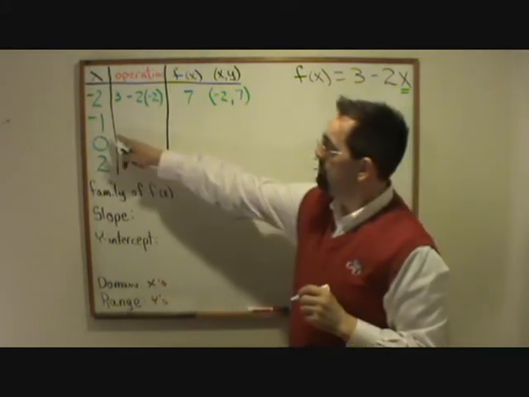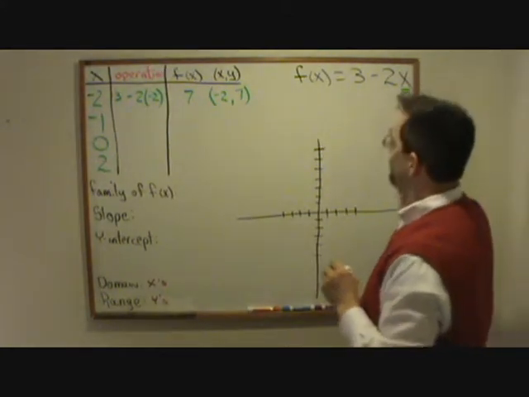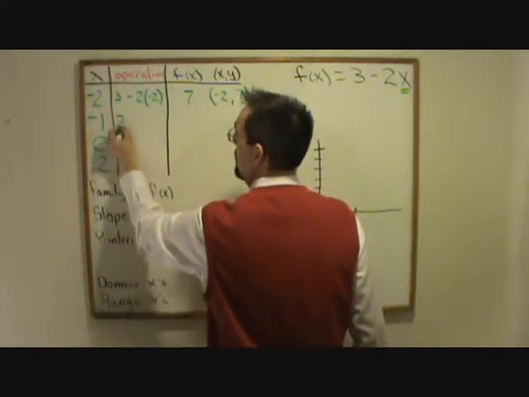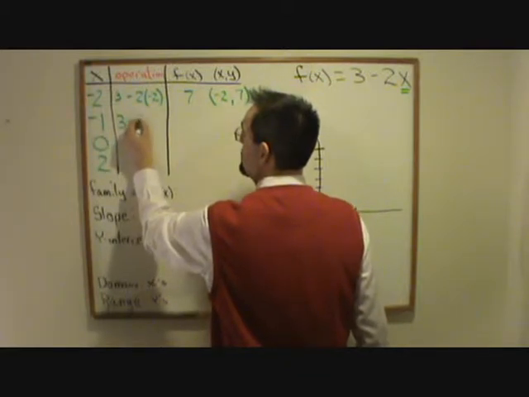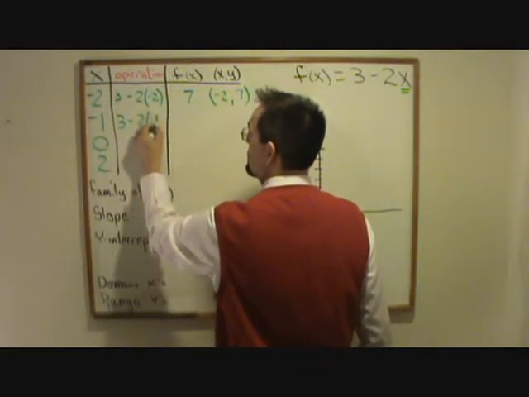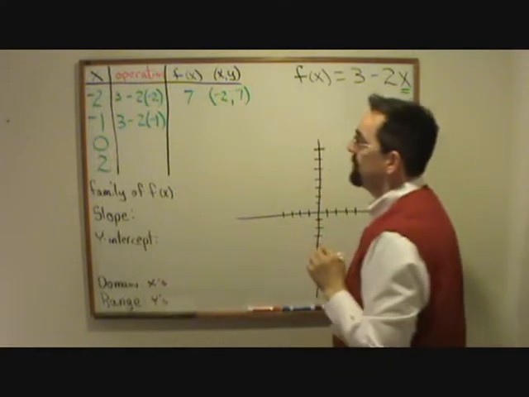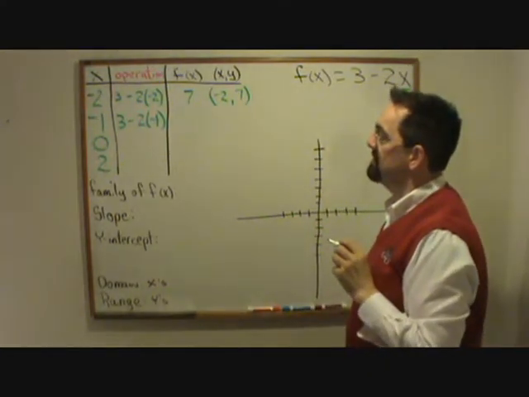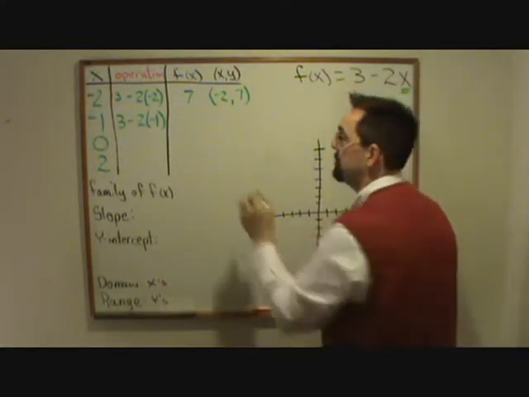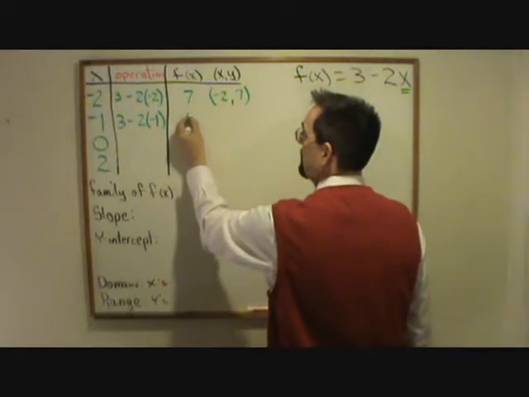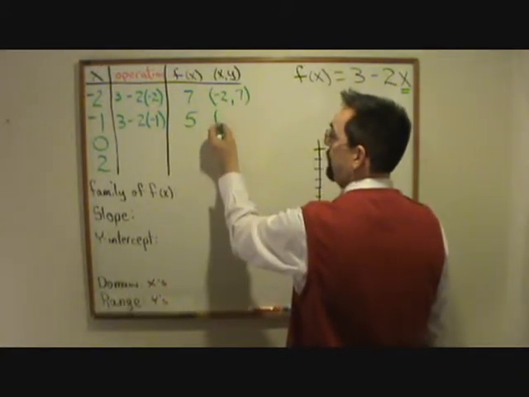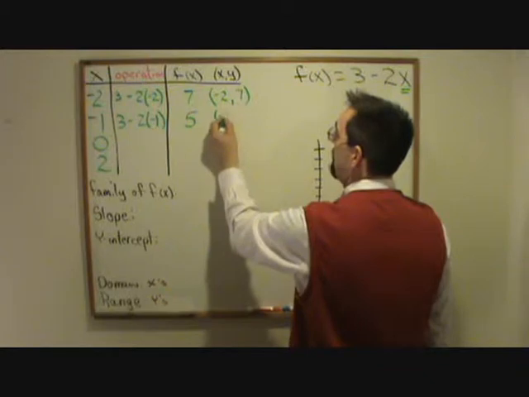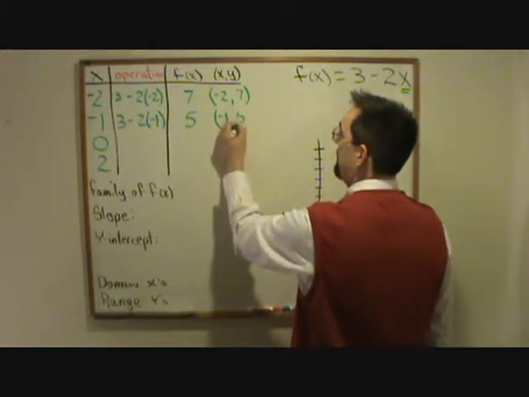The second arbitrary point, minus 1. Let's plug in a minus 1, 3 minus 2 times a minus 1. So that's 3 plus 2 gives us 5. So our second point will be minus 1, comma 5.